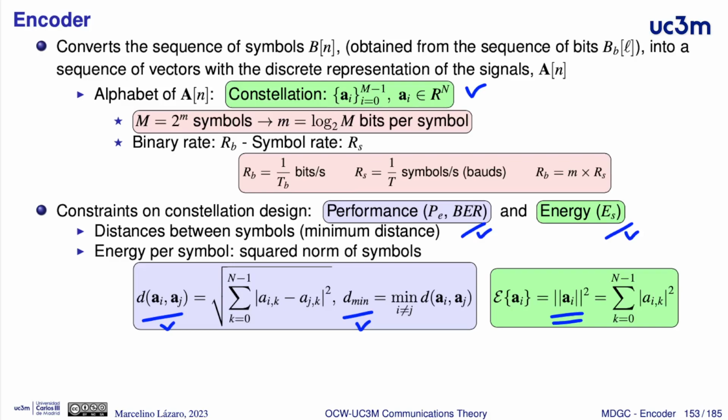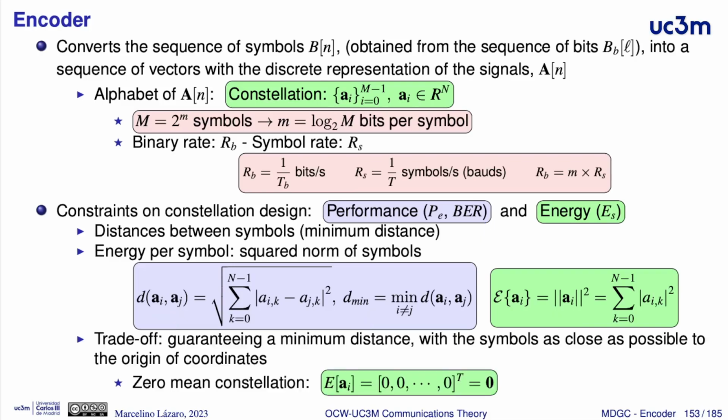And basically, the design of the encoder consists in a trade-off between distance and energy. The idea is to guarantee a minimum distance, to have a minimum performance, with symbols as close as possible to the origin of the coordinates, which have as low a norm as possible. And to minimize the energy for a set of distances, it is important to have a zero mean constellation.